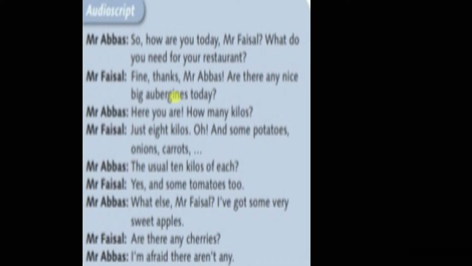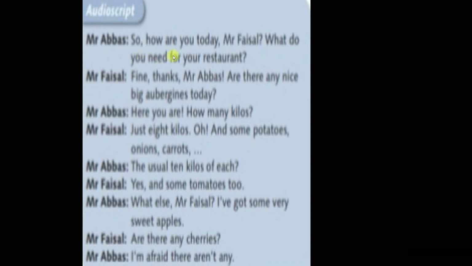Read the conversation between Mr. Faisal and Mr. Abbas. Complete the gaps in the dialogue, underlining the correct word, some or any.